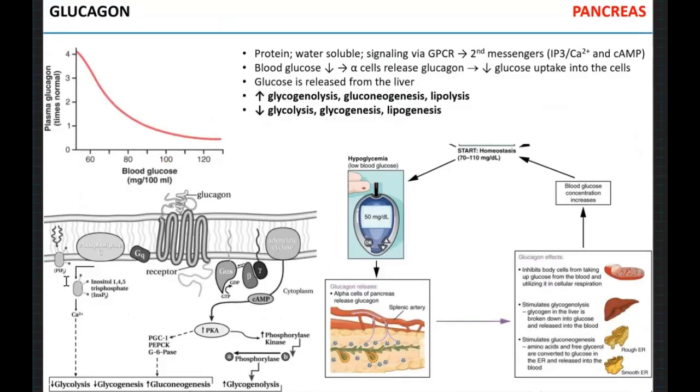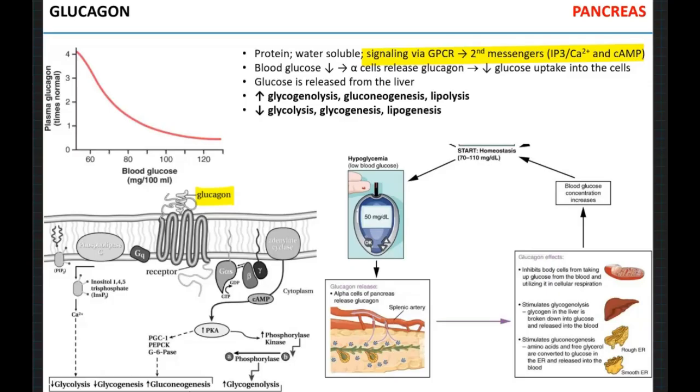Now, glucagon is an opposite. It's also a water-soluble hormone, just like insulin. So it acts on the surface receptor. You don't need to know the mechanism. There will be no questions like that. So it actually works through a G-protein coupled receptor, both resulting in the release of calcium from sarcoplasmic reticulum and endoplasmic reticulum and production of cyclic AMP.